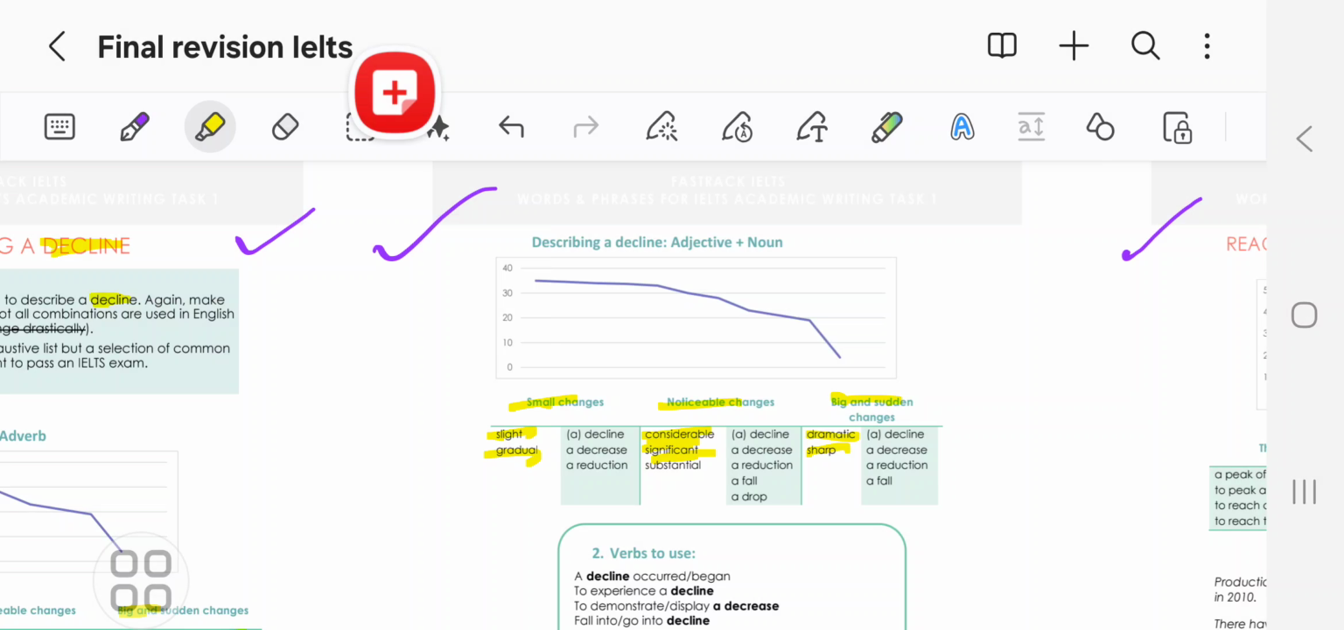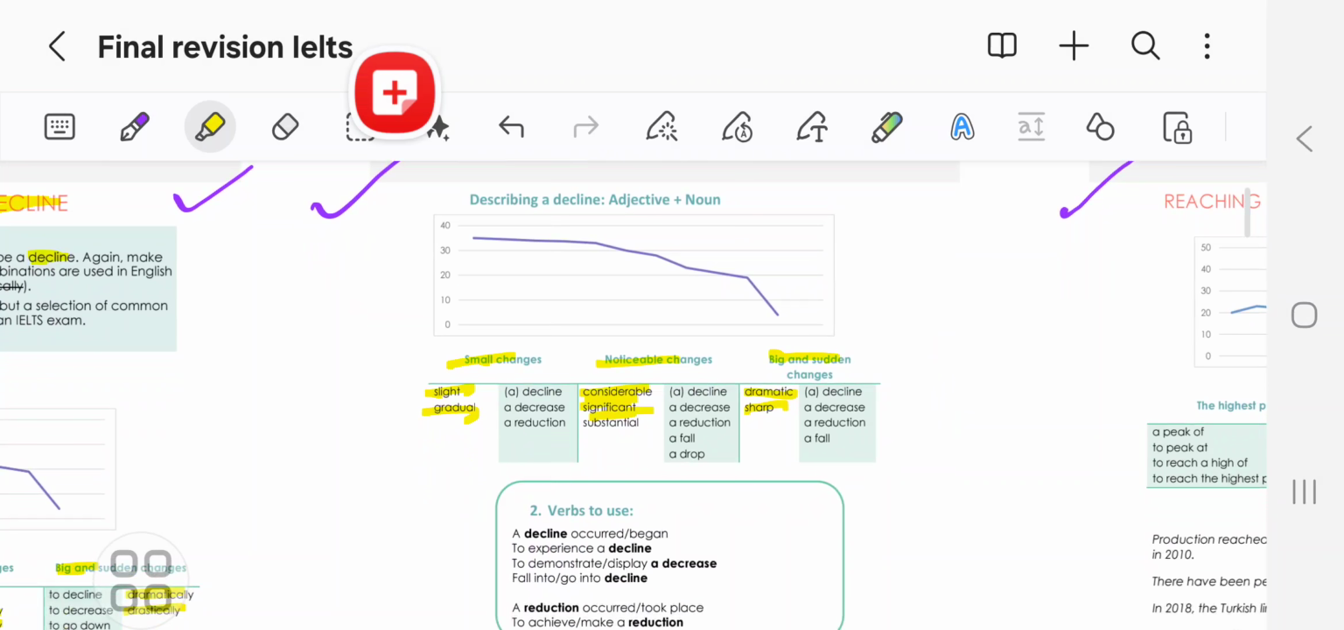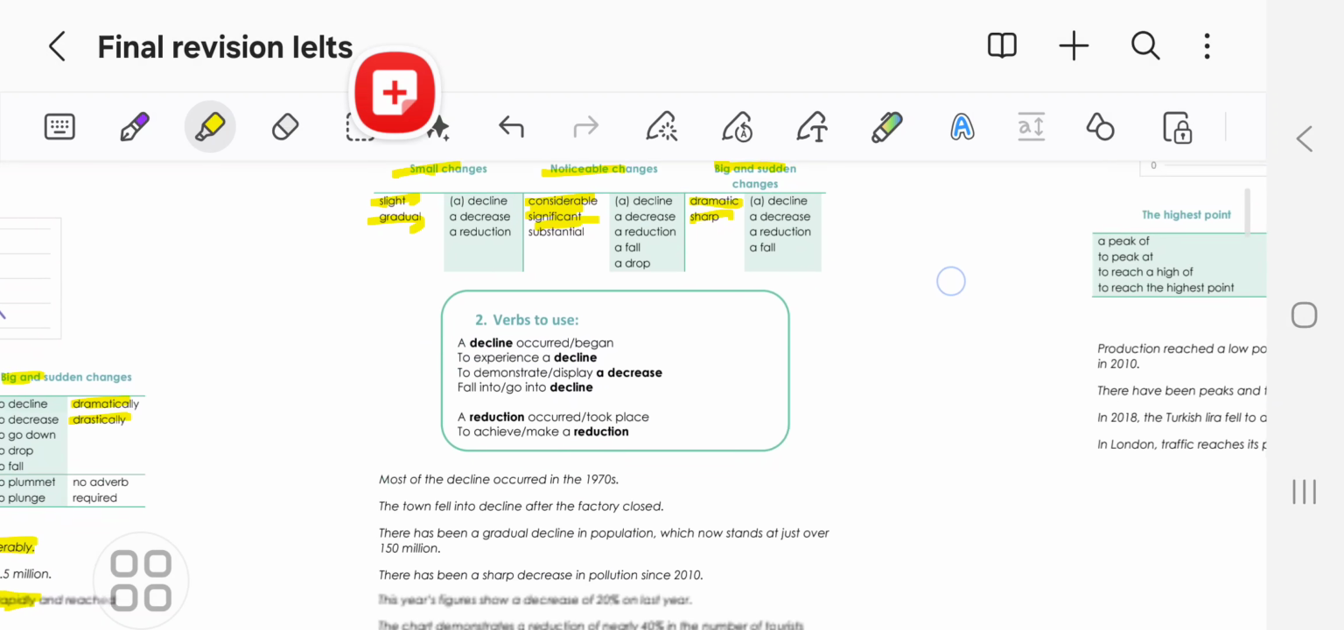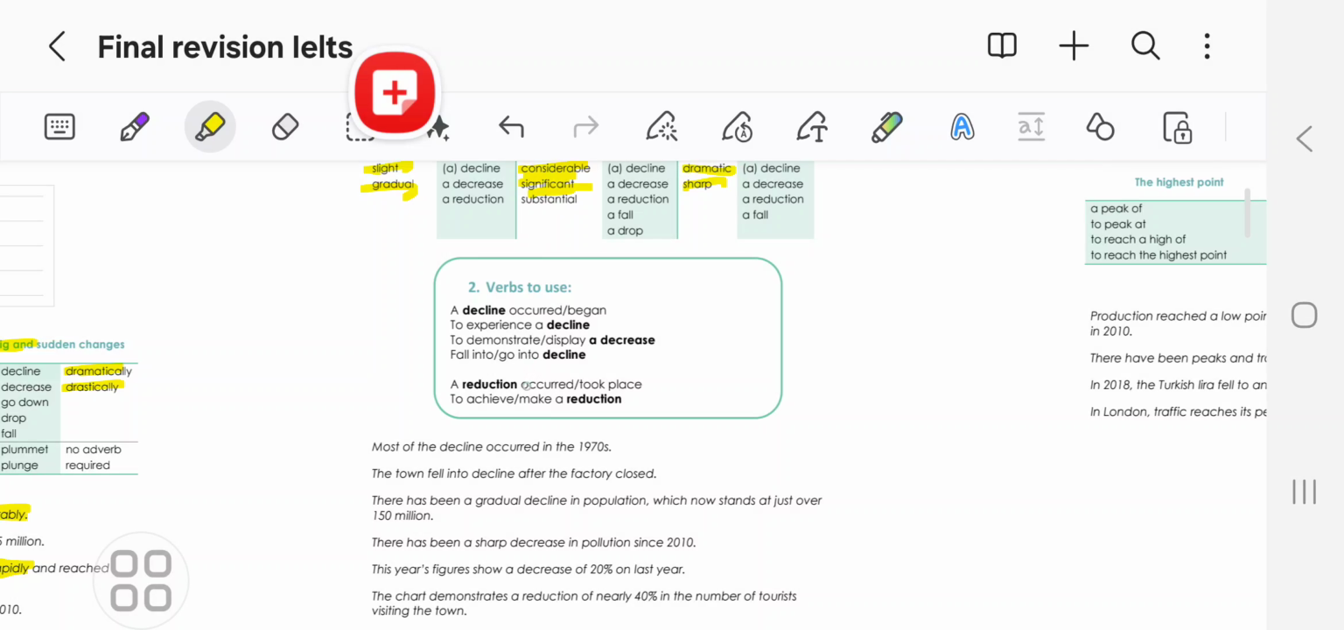And remember one thing: includes is used when there are additional things. Consist of is for when you have exactly those things. So includes, consist of. Remember this. Considerable and significant are for a noticeable change, but not too much. But if there is a big change, then you use dramatic or drastic, and for a small change, slight or gradual. Both are the same for increase and decrease. So just remember this. You are ready to go.